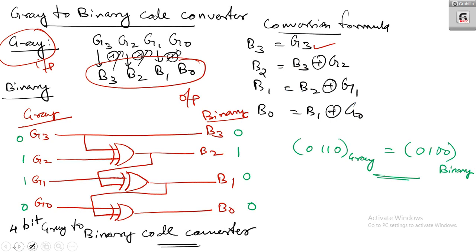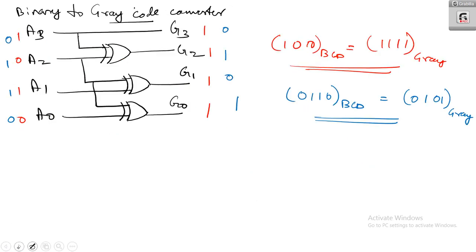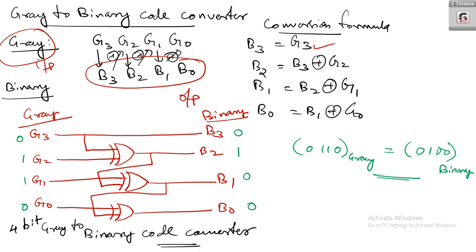Now coming to gray code to binary code converter, the conversion formula is dealt with, and how to convert a gray code to binary code using a logic circuit is also dealt with. Okay, so here I am going with a 4-bit gray to binary code converter.